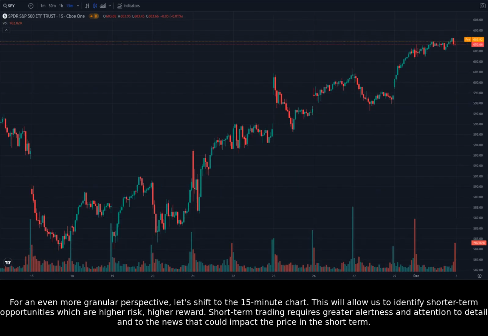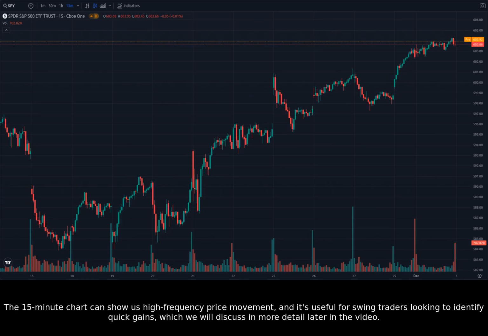For an even more granular perspective, let's shift to the 15-minute chart. This will allow us to identify shorter-term opportunities which are higher risk, higher reward. Short-term trading requires greater alertness and attention to detail, and to the news that could impact the price in the short term. The 15-minute chart can show us high-frequency price movement, and it's useful for swing traders looking to identify quick gains, which we will discuss in more detail later in the video.